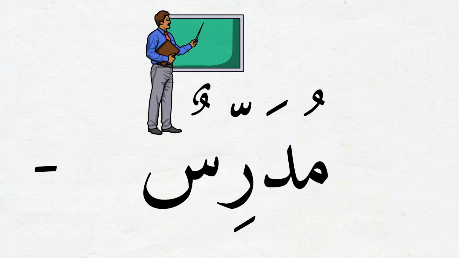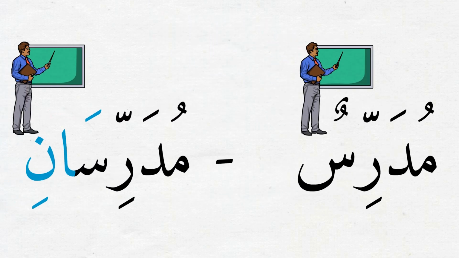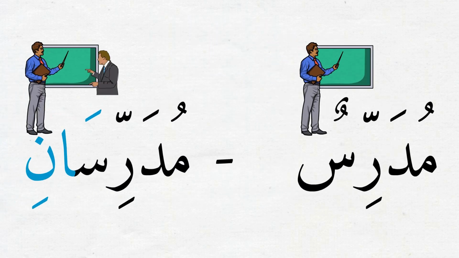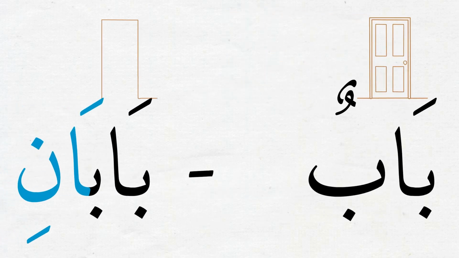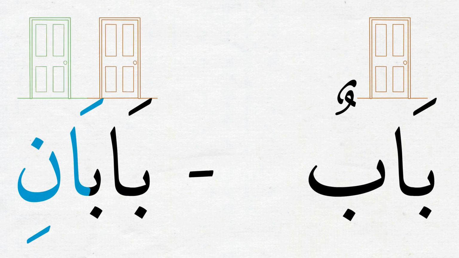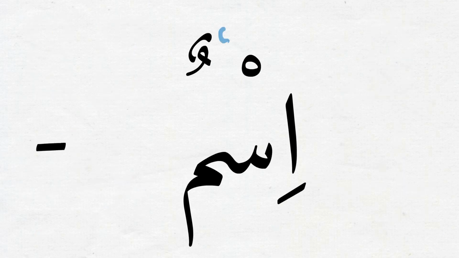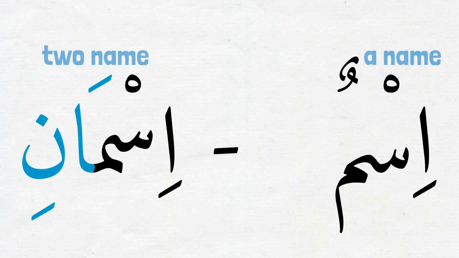Mudarrisun, a teacher. What is the muthanna of mudarrisun? It is mudarrisani. Very good. Next is babun, a door. What is two doors? Babani, right? Babun became babani. Ismun, a name. How do we say two names? We say ismani. Very nice.